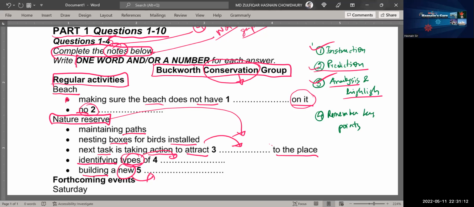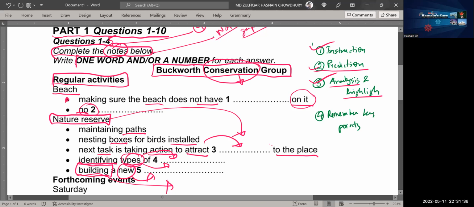Okay. Next, identifying types of something. What needs to be identified? The next, building a new something. So building or making or constructing or erecting what? That is completely new. All right.